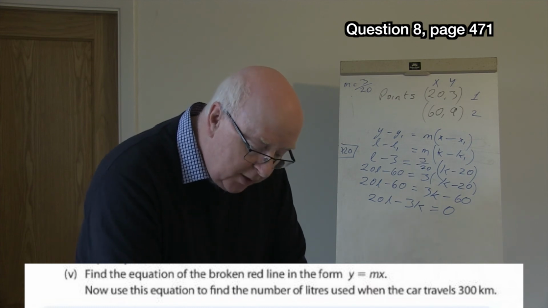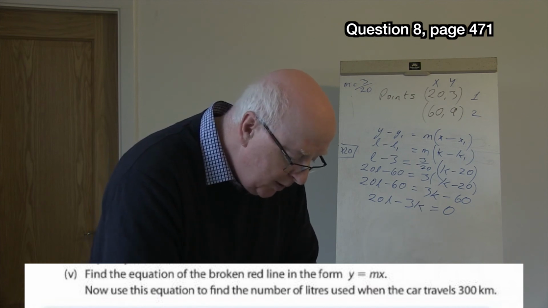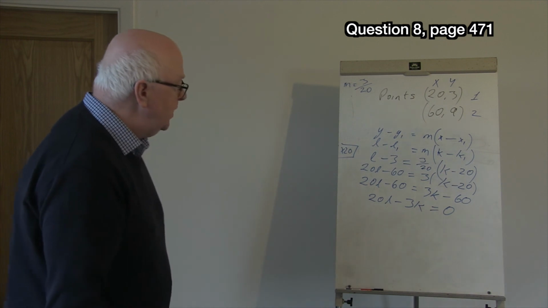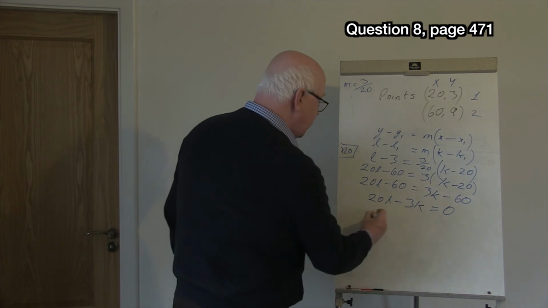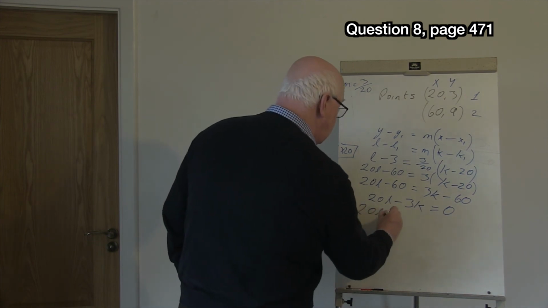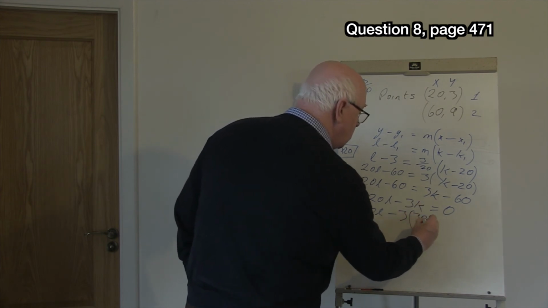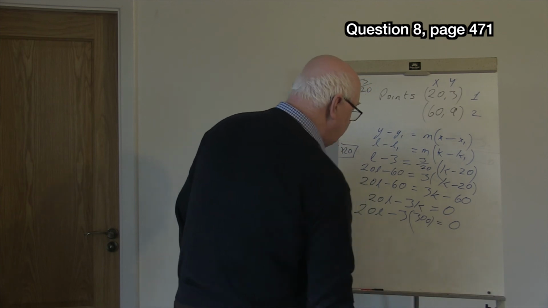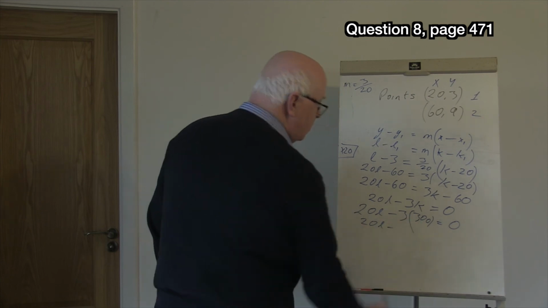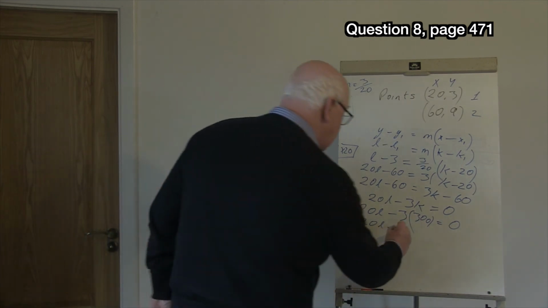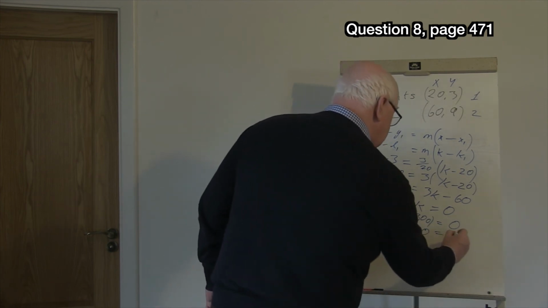So now, as we move to the next part of our question, use this equation to find the number of litres used when the car travels 300 kilometres. So what we have to do is slot in the 300 kilometres there. So 20L minus, take out the K and put in the 300, and that's equal to 0. So 20L minus 300 multiplied by 3, which we can do without the calculator, is 900, and that's equal to 0.